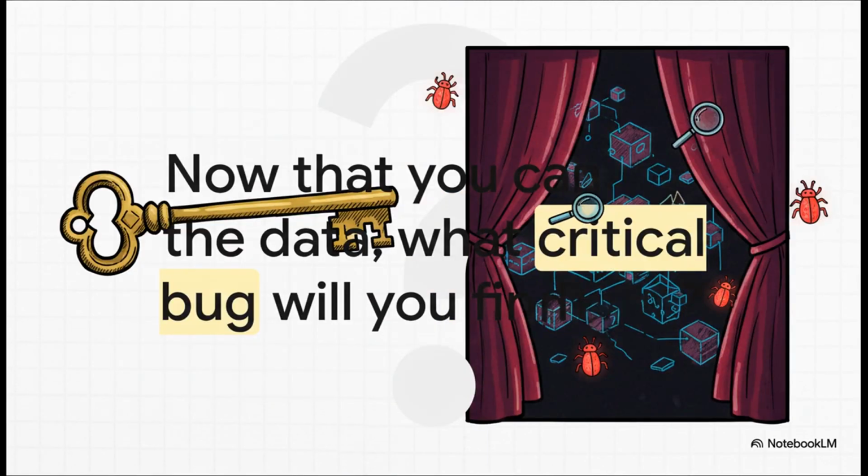So I'm going to leave you with this question to chew on. Now that you have the key to unlock the database, now that you can see behind the curtain, what's the first critical bug hiding in the data that you're going to go find?